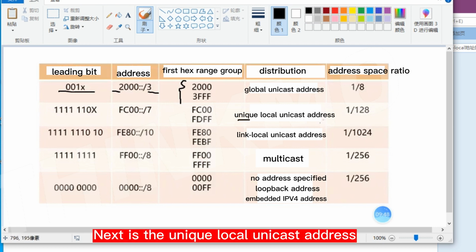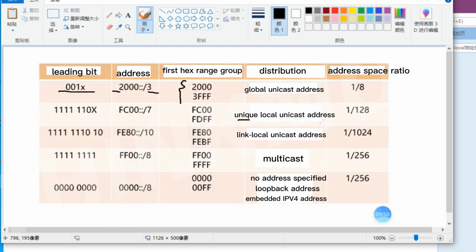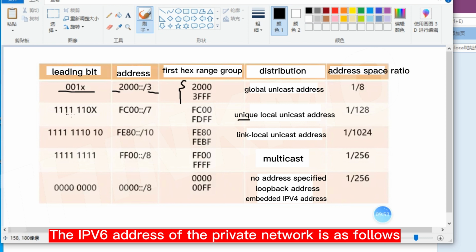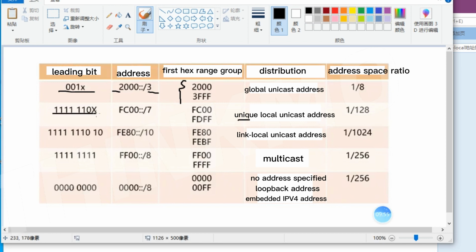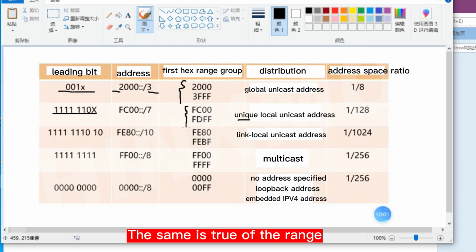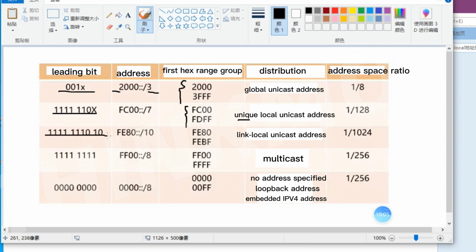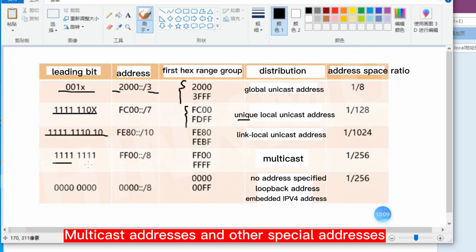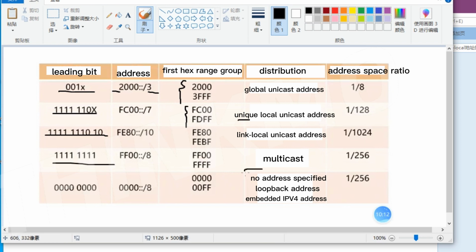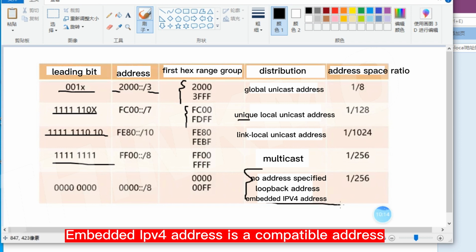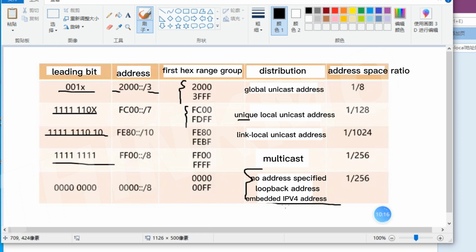Next is the unique local unicast address. The IPv6 address of the private network is as follows. The first 7 bits are fixed. It's 1111110. The same is true of the range. Link local unicast address: the first 10 bits are fixed. Multicast addresses and other special addresses. An embedded IPv4 address is a compatible address. So that's a little bit about them.